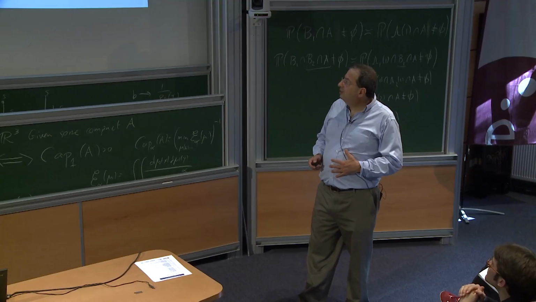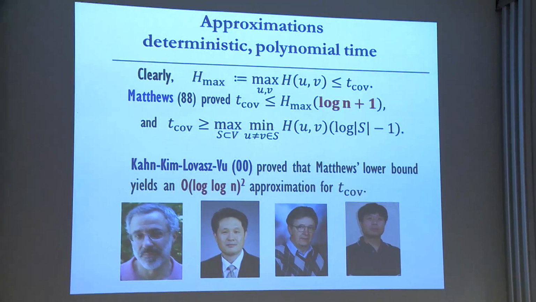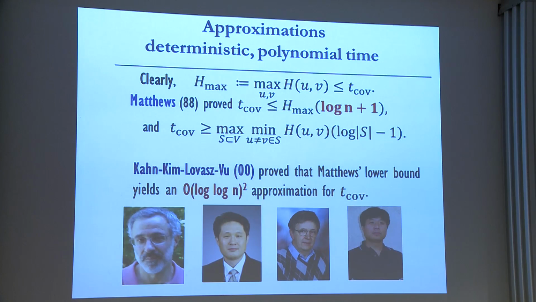Kim, Lovász and Vu, some of the top combinatorialists in the world, showed that you can get a log log n squared approximation using what are called the Matthews bounds. Matthews in '88 proved a nice upper bound. The cover time is at most the maximal hitting time multiplied by log n. When I give a longer talk, I give this proof. It takes just a few minutes, but I won't. So the cover time is at most the maximal hitting time multiplied by the harmonic series.